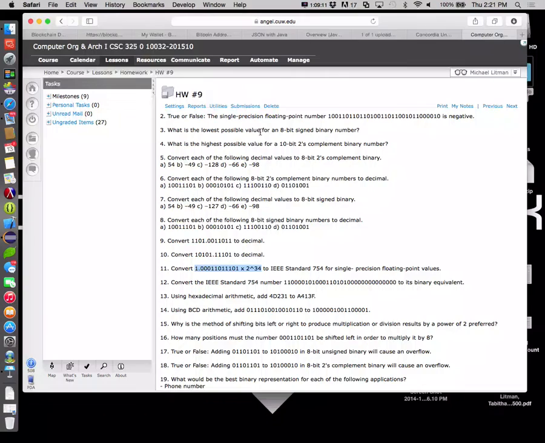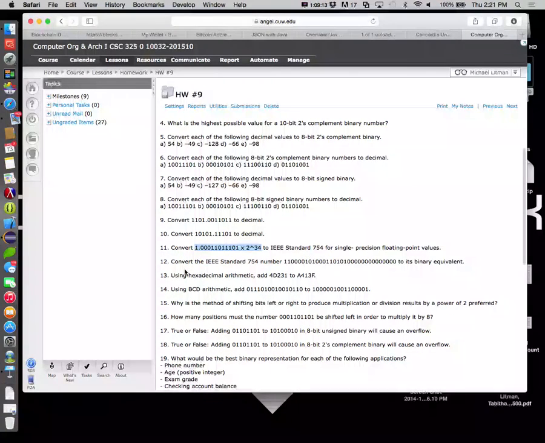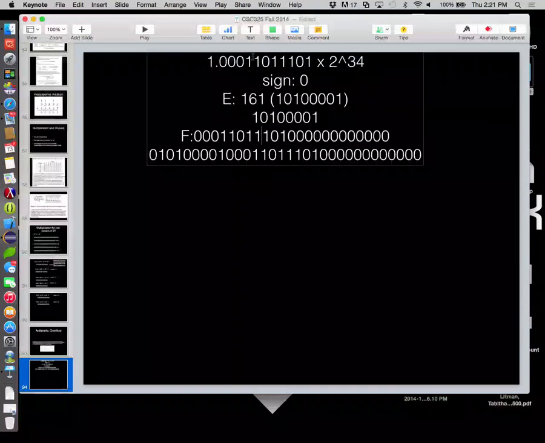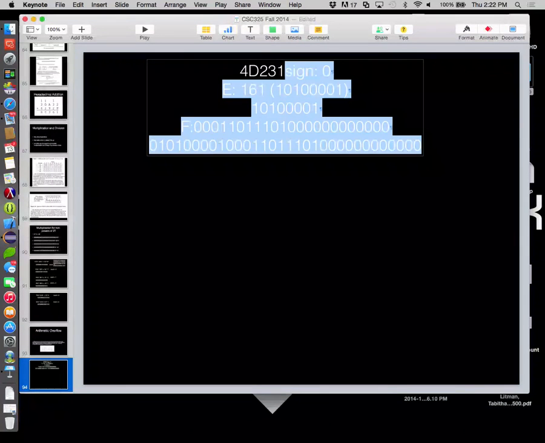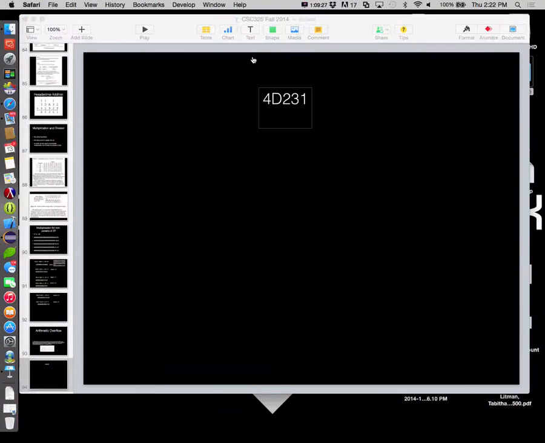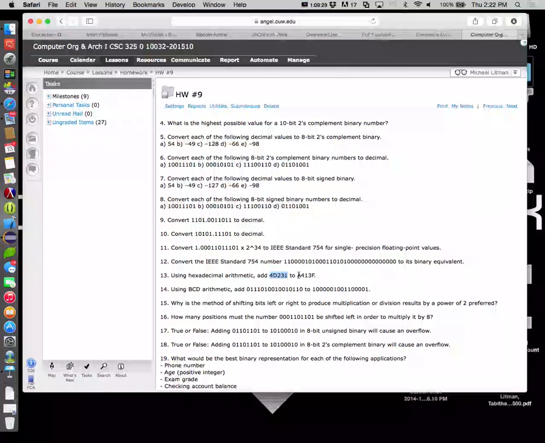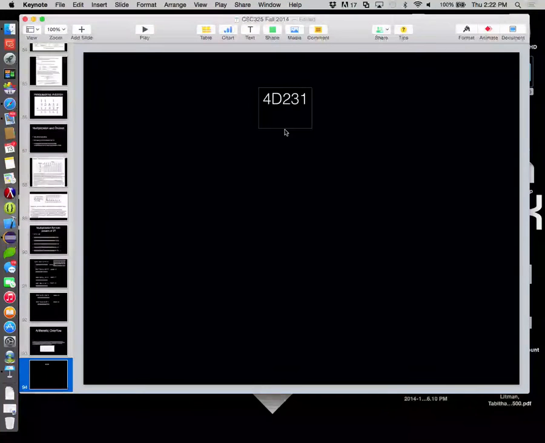All right. So that was 12, 13. Using hexadecimal arithmetic, add this. I just saw the standard. Okay. Binary equivalent. Yeah, we have time for that one. We got 3 minutes, right?